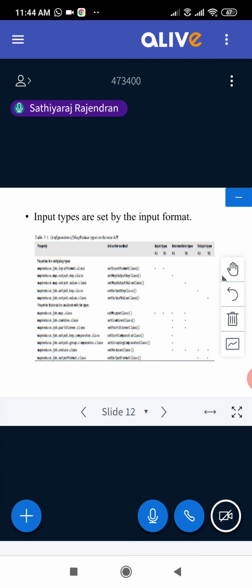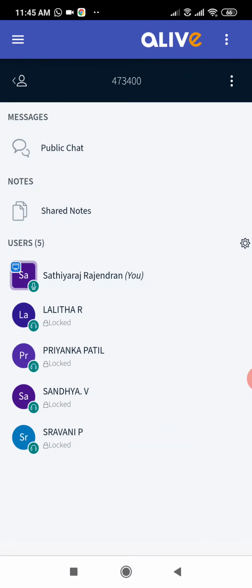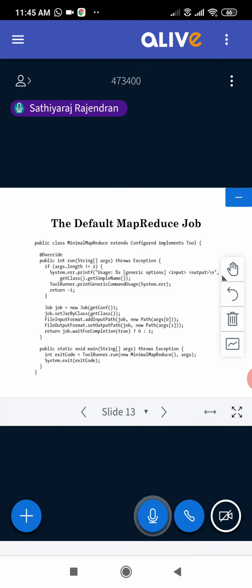You can see the last three columns: one is input type, second is intermediate, third is output. Input type talks only about the map, before the map phase. Intermediate is where we talk about the combiner. Output is where we talk about the reducer. What are the set of methods that come under the input type, the intermediate type, and the output type is shown in the table. You can have a look and refer to it in your textbook.